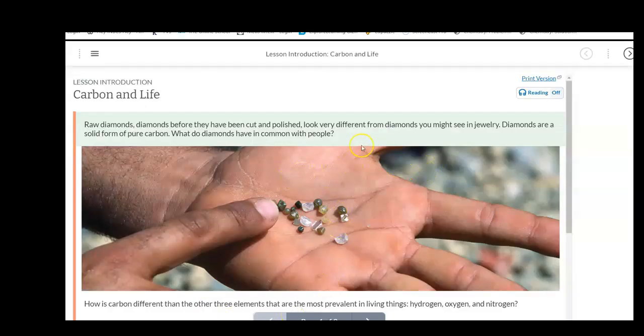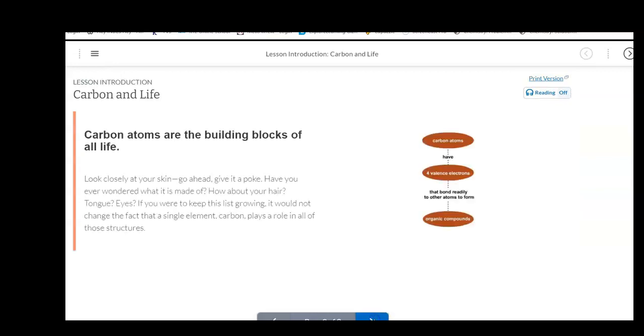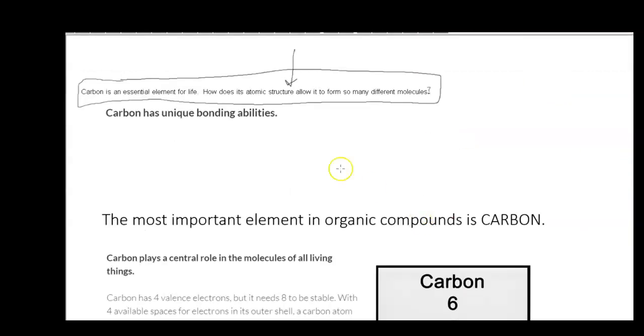Now, you can find the answer if you read through lesson 2.03. I want to show you how this works. How does carbon's atomic structure allow it to form so many different molecules? Remember, carbon is the backbone of organic compounds. We talked the other day, I guess it was Monday, about these things called organic compounds, right? And organic compounds must have carbon atoms in them.